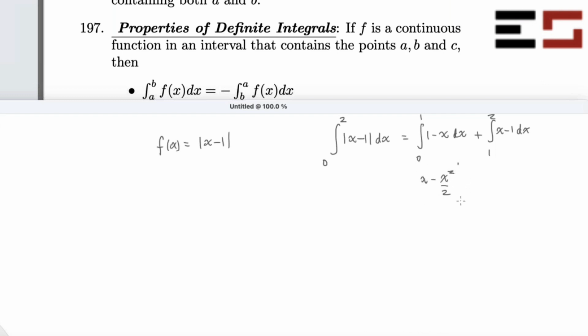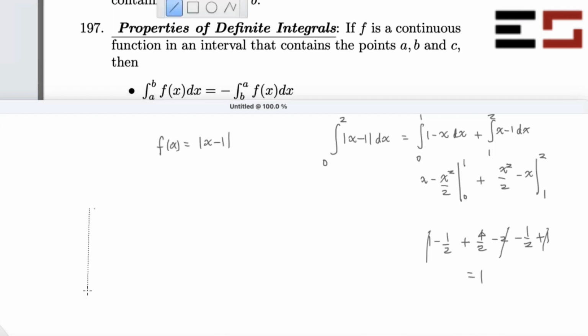And then plus x squared by 2 minus x. So what are we going to get? 1 minus half plus 4 by 2 minus 2, and then minus half plus 1, right? So what are we going to get? Just check this. This will cancel with this, and then you have 2 minus 1, which is 1, right?